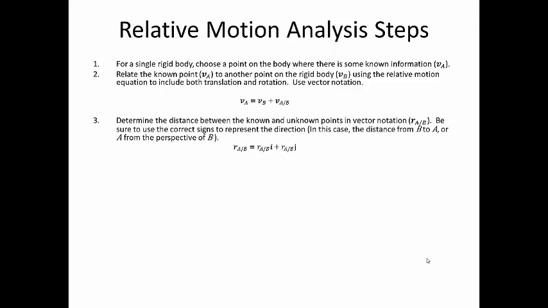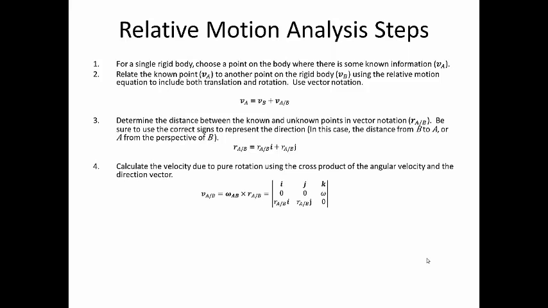Next, we determine the distance between the known and unknown points in vector notation, the radius of A to B. Be sure to use the correct signs to represent the direction. In this case, the distance from B to A, or A from the perspective of B. So the radius of A from the perspective of B is the radius of A from the perspective of B in the i direction, plus the radius of A from the perspective of B in the j direction. Fourth, we calculate the velocity due to pure rotation using the cross product of the angular velocity and the direction vector. So the velocity of A from the perspective of B is equal to the angular velocity of AB cross the direction vector of A from the perspective of B.